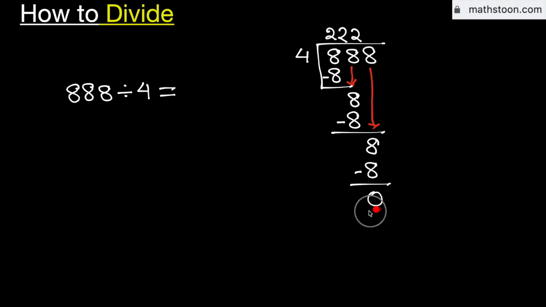As we get the number 0 and we have no number to bring down here, so we will stop. Therefore, 888 divided by 4 is equal to this number 222. And this is our final answer.